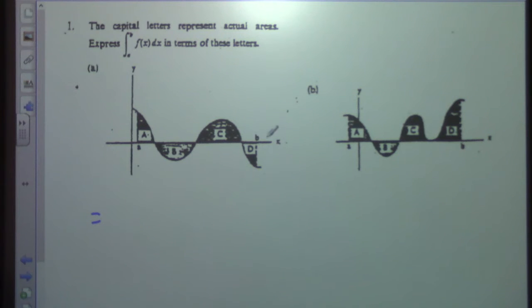Which areas are above the x-axis? So what do we do with those? And what do we do with these areas down here? So is that our answer? For A? Yep, that's our answer. And then what do we get for part B? A plus C plus D minus B. Yep. A plus C plus D minus B. Okay? So that's all there is to it.